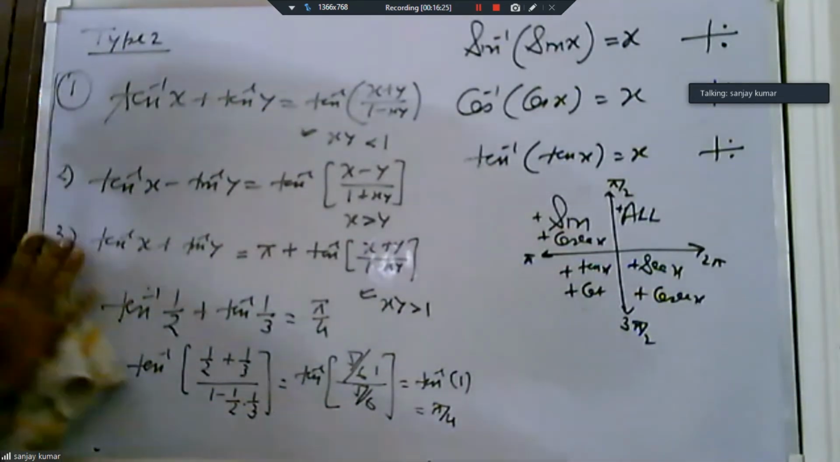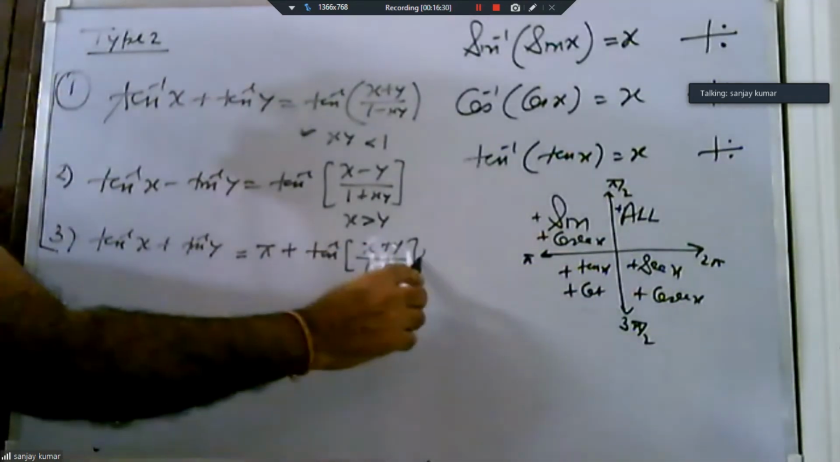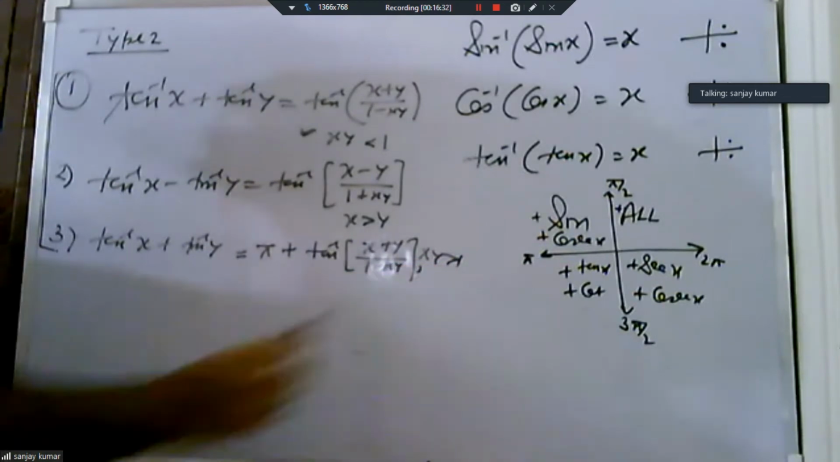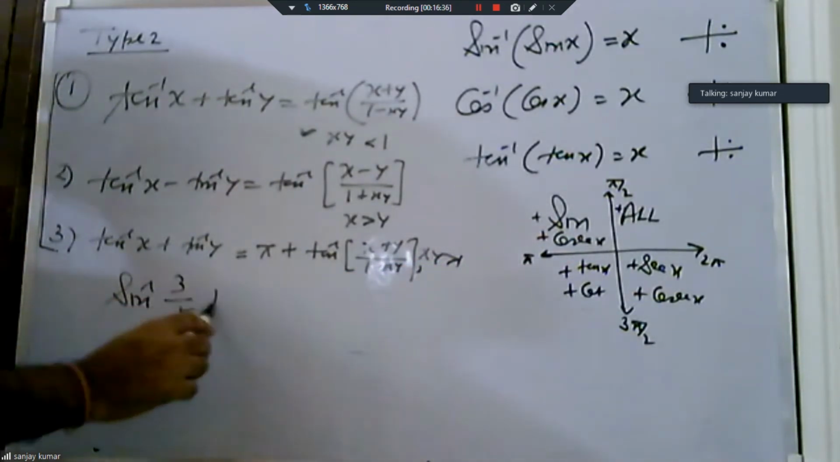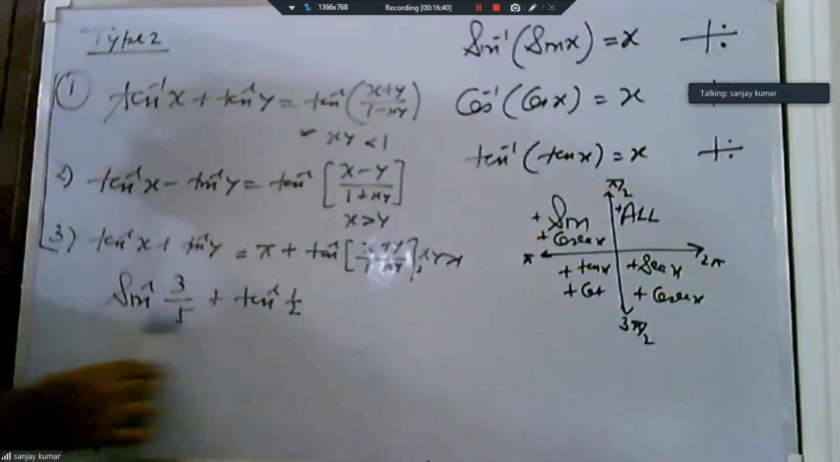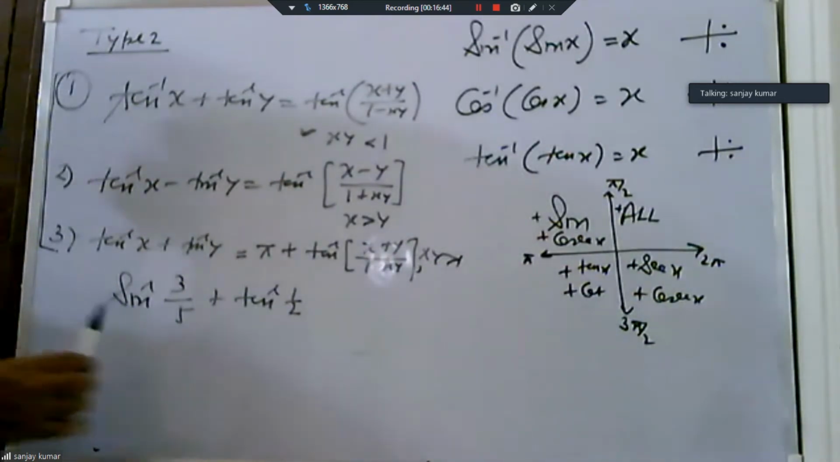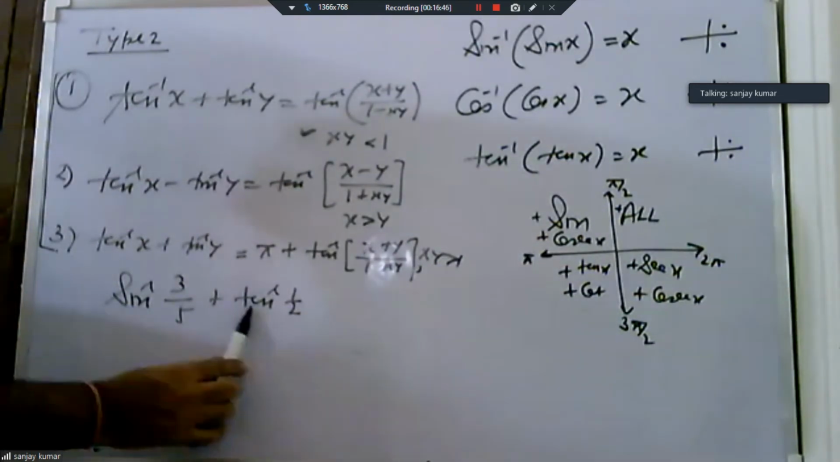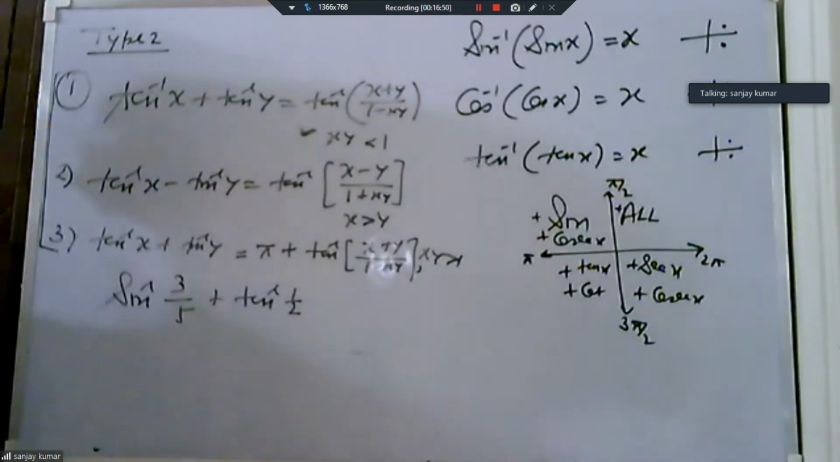Now look, what is the problem we face in this question? The problem is that if they give sine inverse 3 by 5 plus tan inverse half, the formula is only applicable when both numbers are tan inverse, or when both numbers are sine inverse. If one is sine inverse and the second is tan inverse, you cannot apply the formula.